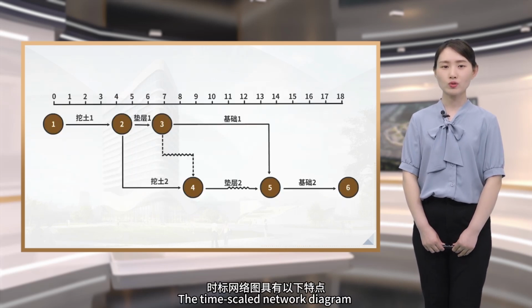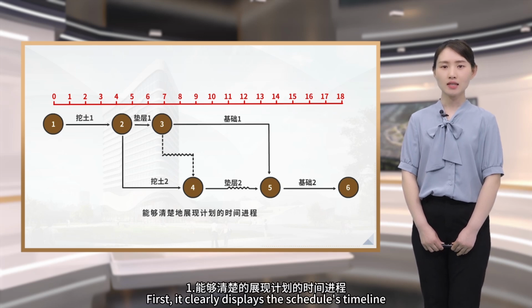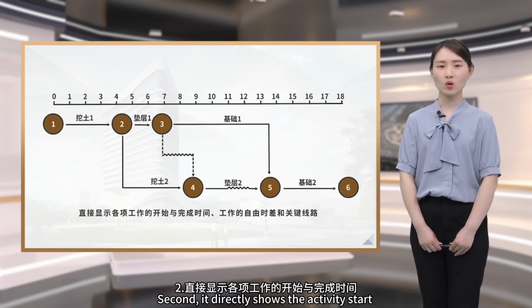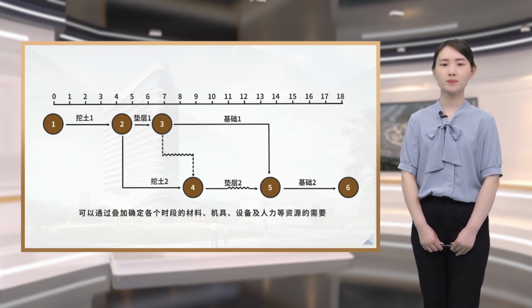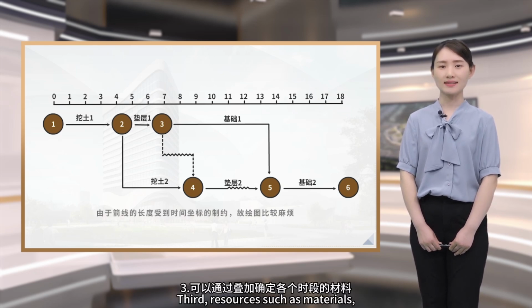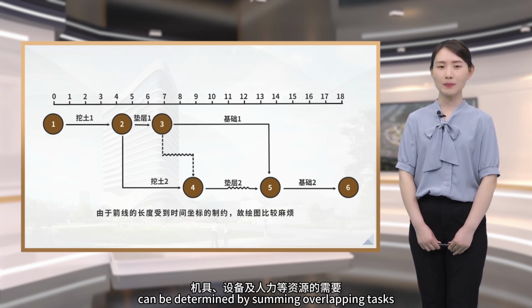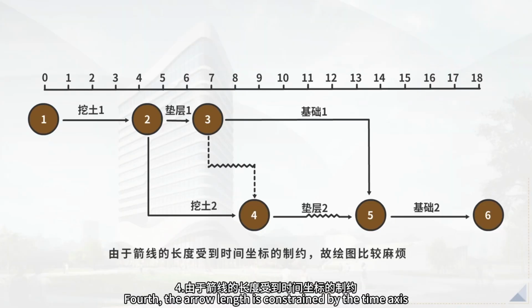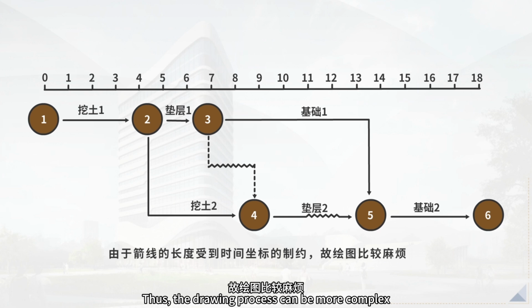The time-scaled network diagram has the following characteristics. First, it clearly displays the schedule's timeline. Second, it directly shows the activity start and finish time, float time, and the critical path. Third, resources such as materials, equipment, and labor per time period can be determined by summing overlapping tasks. Fourth, the arrow length is constrained by the time axis. Thus, the drawing process can be more complex.